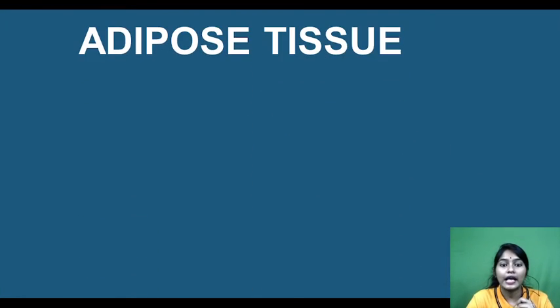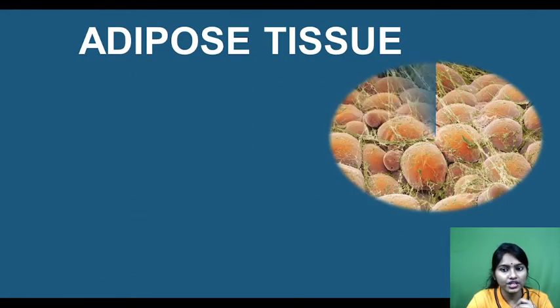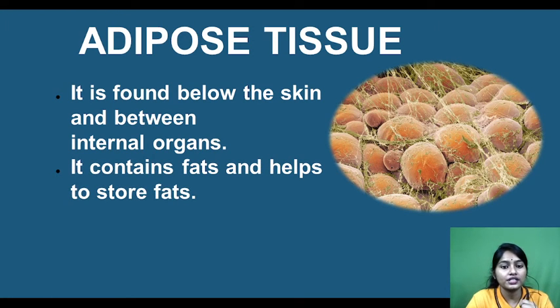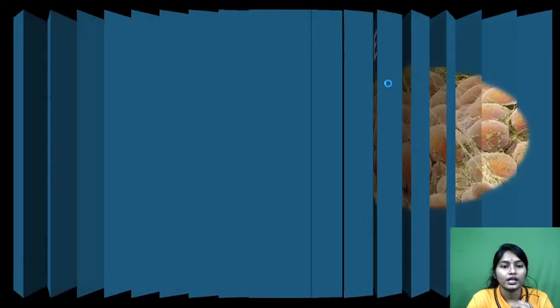Now next is adipose tissues. What is their function? It is found below the skin and between the internal organs. It contains fat. It means it stores fats, right? You can see how their shape is. They are bulged because they store the fats. Okay, so with this, I think we have completed all the connective tissues.